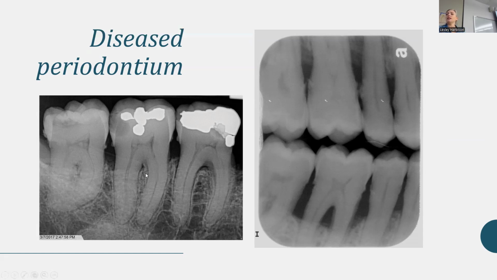You can see a lot of things. You can see very moth-eaten bone. You can see it well below the CEJ. You see local factors such as calculus. You see radiolucency between the roots, so you see furcation involvement. That's all pretty obvious, right? When you're looking at that picture on this side over here.